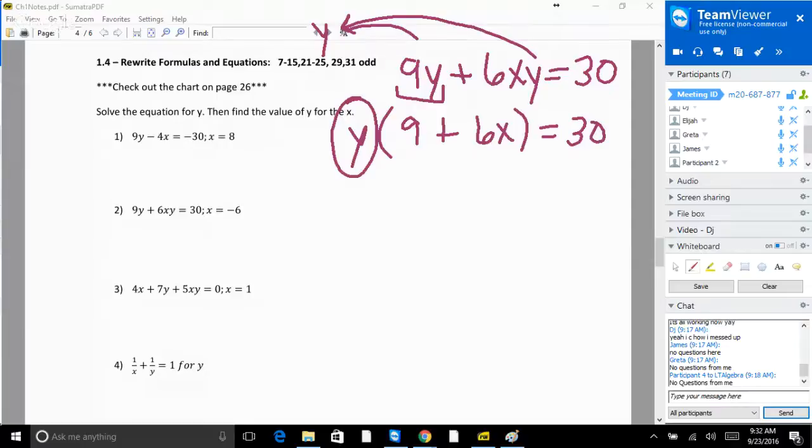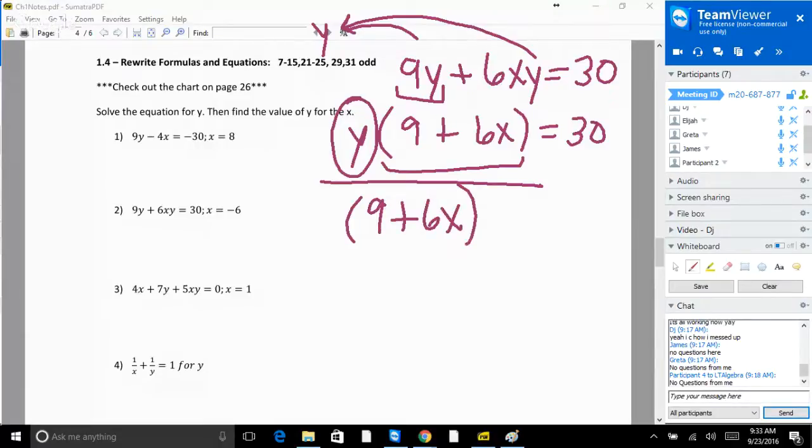Okay? Well, almost. I still need to get y all the way by itself. I need it to be y equals something. So right now, y is being multiplied by this stuff in the parentheses. Whenever a variable is being multiplied by something and you want to get rid of it, we usually do that by dividing. So what if I divide y times 9 plus 6x by 9 plus 6x? The y is left all alone, right?